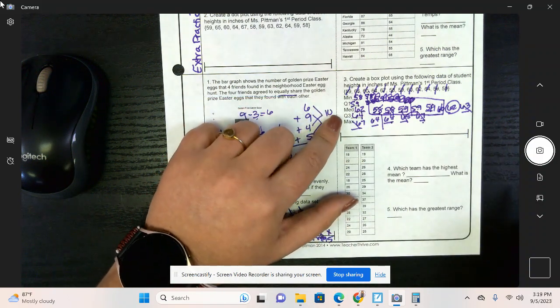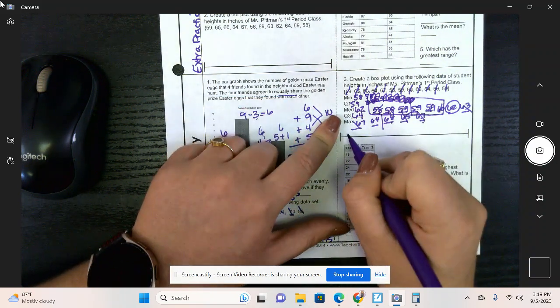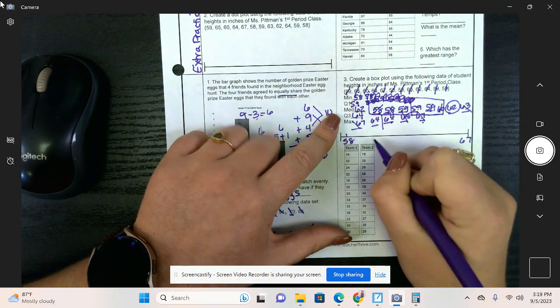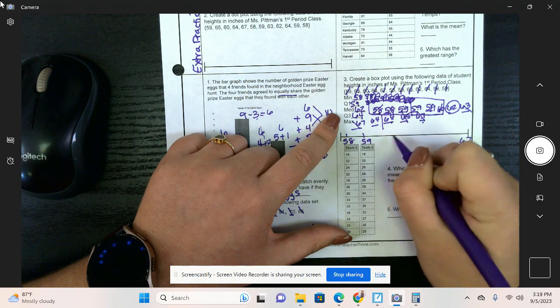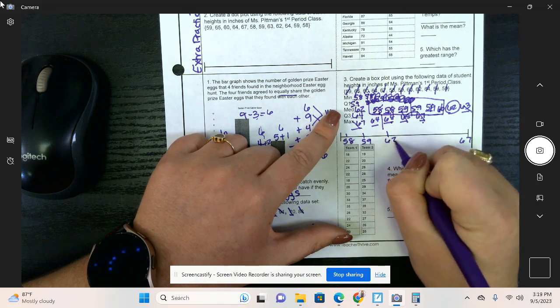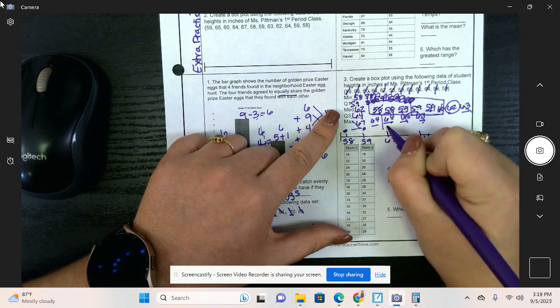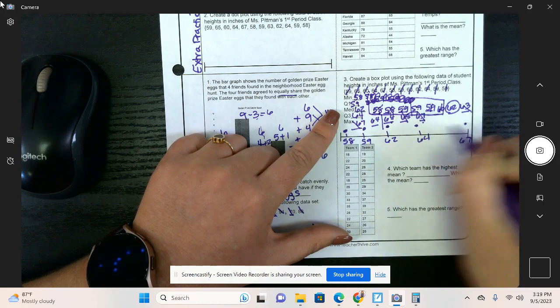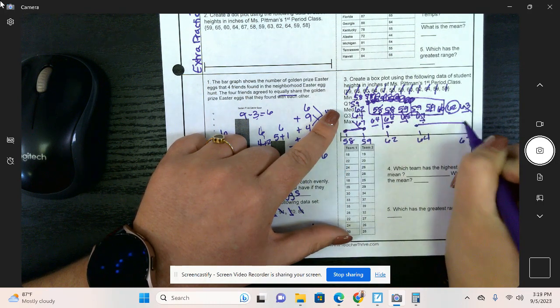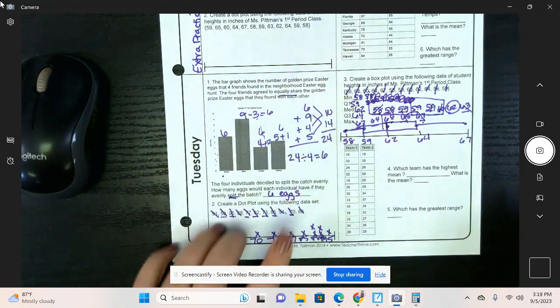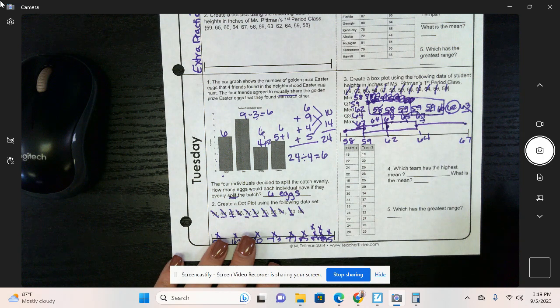Now I'm going to put these numbers on the number line. 58, 67, 59, 62, and 64. Dot, dot, dot, dot, dot. Connect the dot, make my box, and line through the middle. All right.